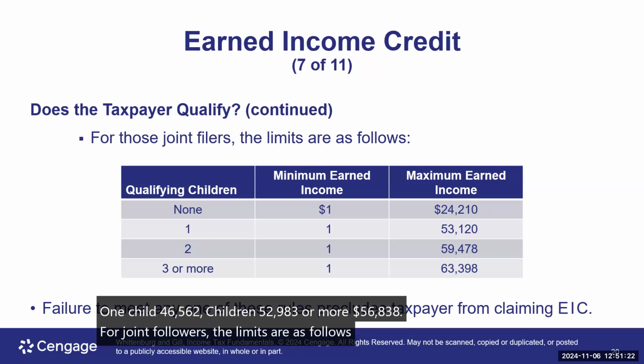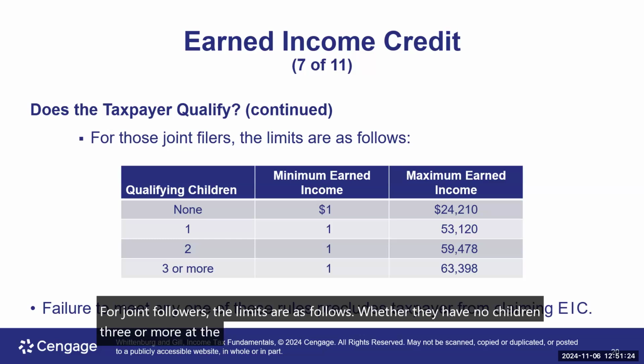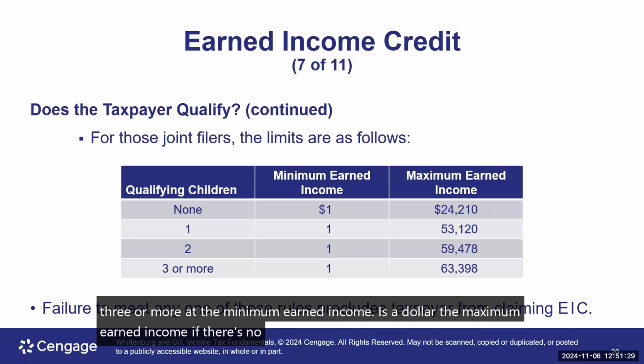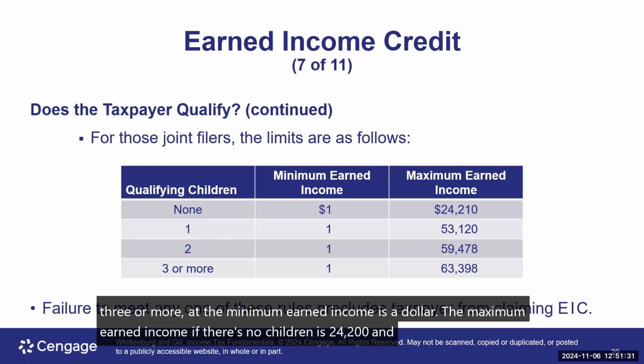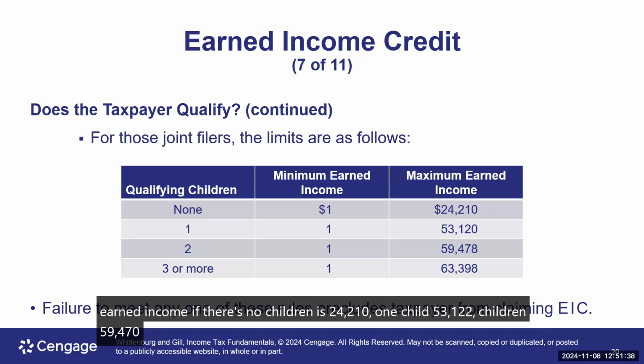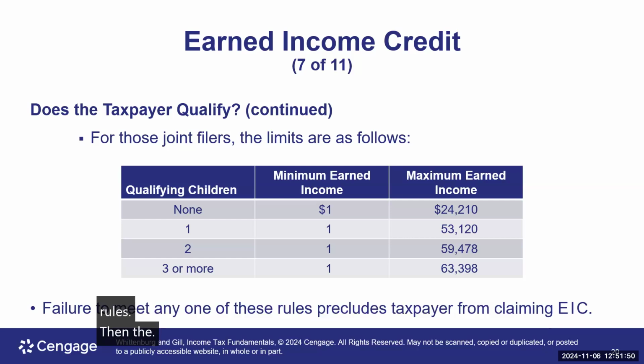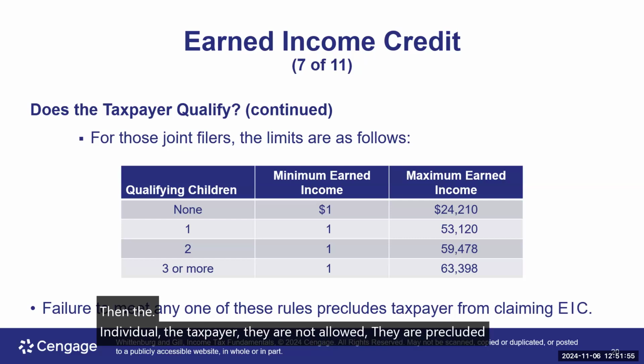For joint filers, the limits are as follows. Whether they have no children or 3 or more, the minimum earned income is $1. The maximum earned income if there's no children is $24,210. 1 child, $53,120. 2 children, $59,478. 3 or more, $63,398. And if there's a failure to meet any of these 7 rules, then the taxpayer is not allowed, they are precluded from claiming earned income credit.